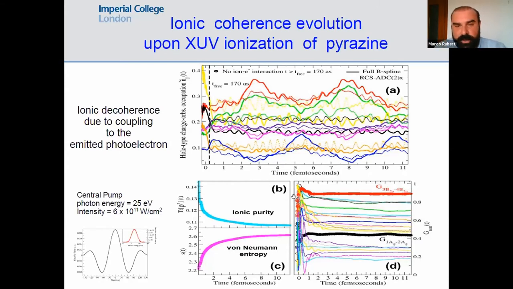This is because, as you can see in this panel, the ionic coherences that drive the charge dynamics keep changing up to about 1-2 femtoseconds after ionization. And so the interaction lasts up to 1 or 2 femtoseconds. After that, the ionic coherence becomes almost stationary, and so the charge dynamics also doesn't experience any change because of this interaction.